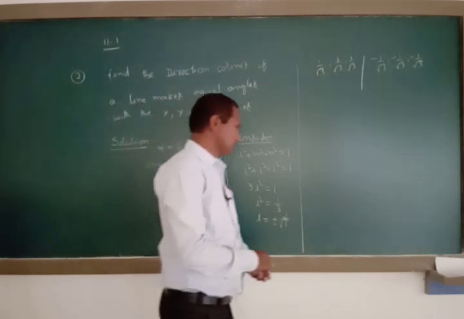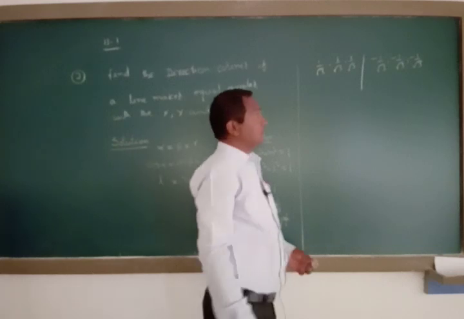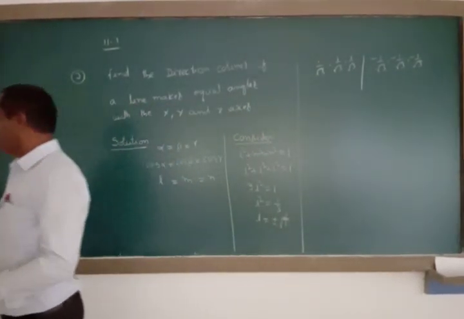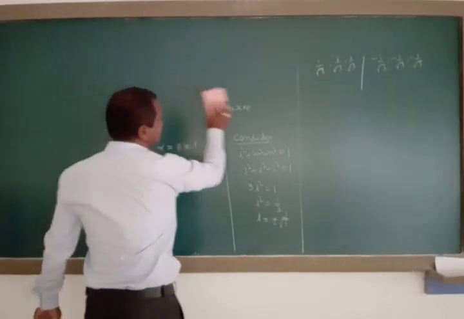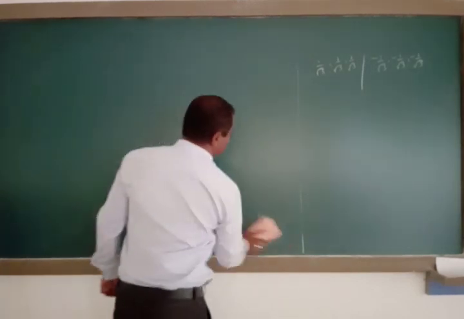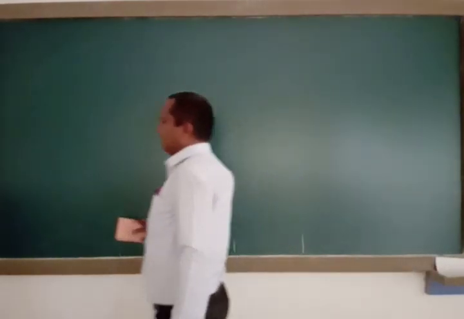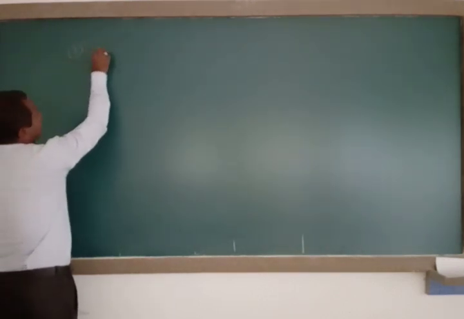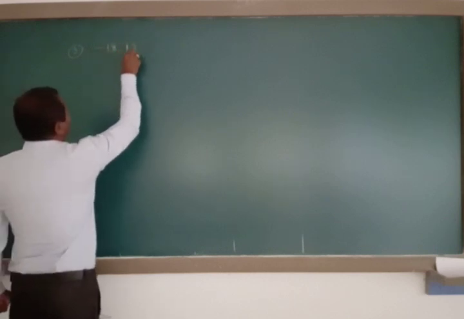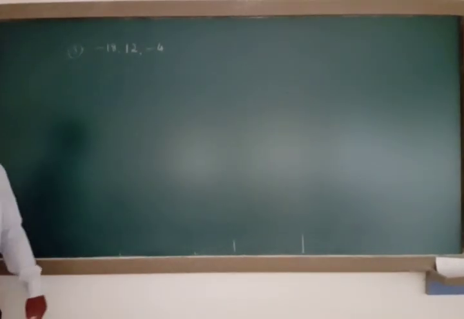Next one: if minus 18, 12 and minus 4 are the direction ratios, then find their direction cosines.